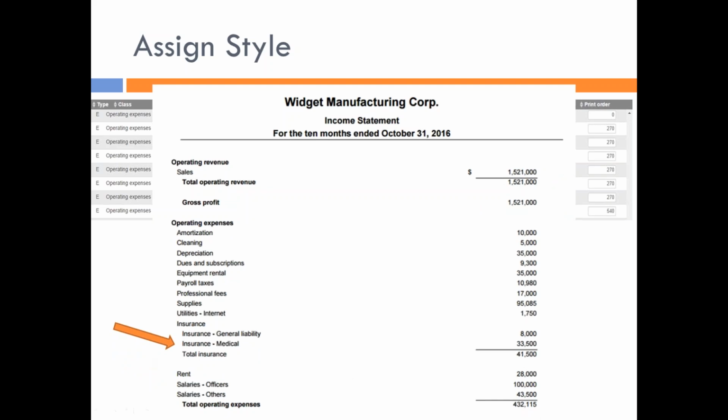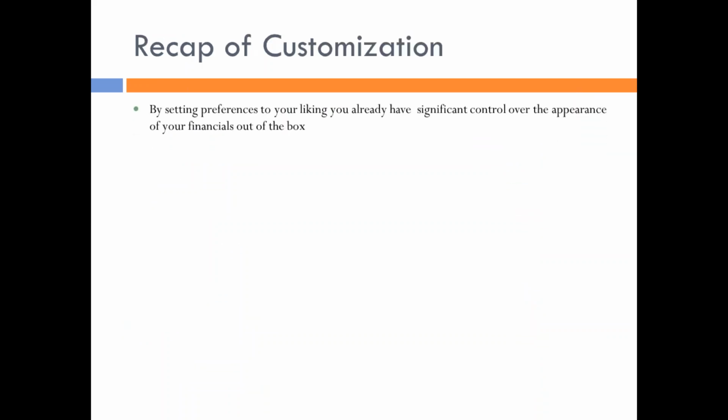So it's pretty easy to assign the styles, to assign accounts to groups, to set up different formats. And then once you have one set up, as I pointed out before, it's easy to copy it to others. So here's a recap of what I've shown so far for customization. By setting the preferences to your liking, you already have significant control very easily over the appearance of your financial statements right out of the box.